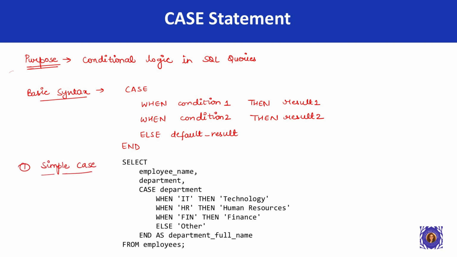A simple case statement is useful when you're checking a single column against a list of exact values. For example, to provide a more descriptive full name for departments, you can select the employee_name and department, then use case to specify that when the department is IT, the full_name is technology, for HR it's human resources, and so on, with an other default for any unlisted departments.